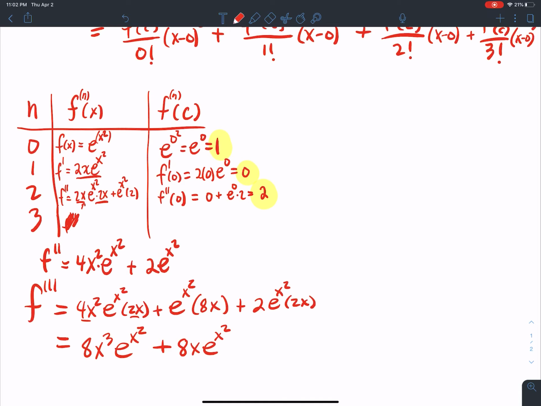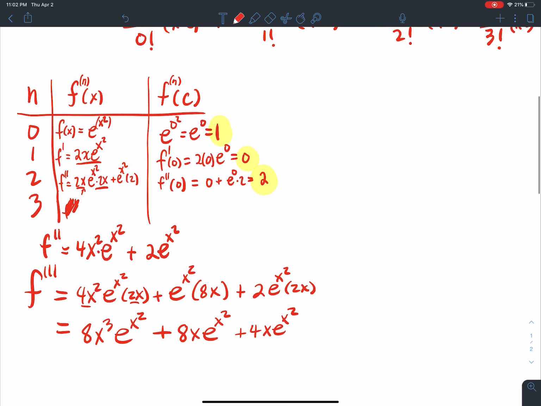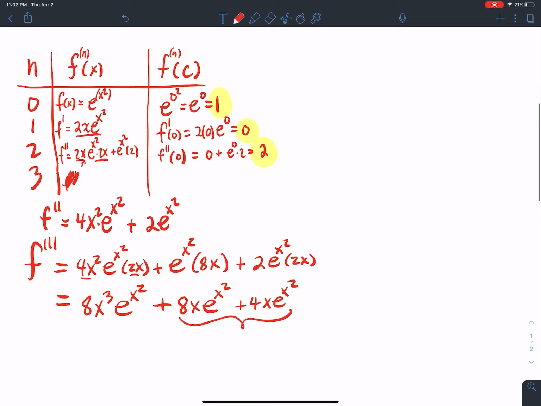And then plus 4x e to the x squared. Well, what can I do with this? I can combine those to be how many total? That's 12. So that's 8x cubed e to the x squared plus 12x e to the x squared. Whew! A lot going on there.